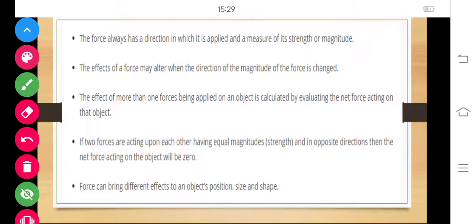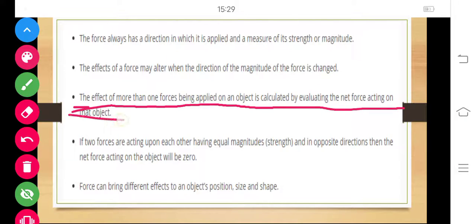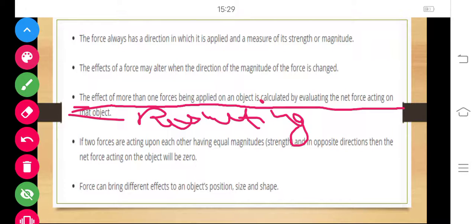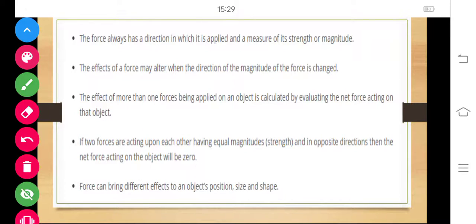Next point is the effect of more than one force being applied on an object, calculated by evaluating the net force acting on the object. This is nothing but the resulting force. In this question we are just talking about a resulting force. Did you get that? Resulting force, which we have studied in the last clip. Okay, last slide we have seen it.